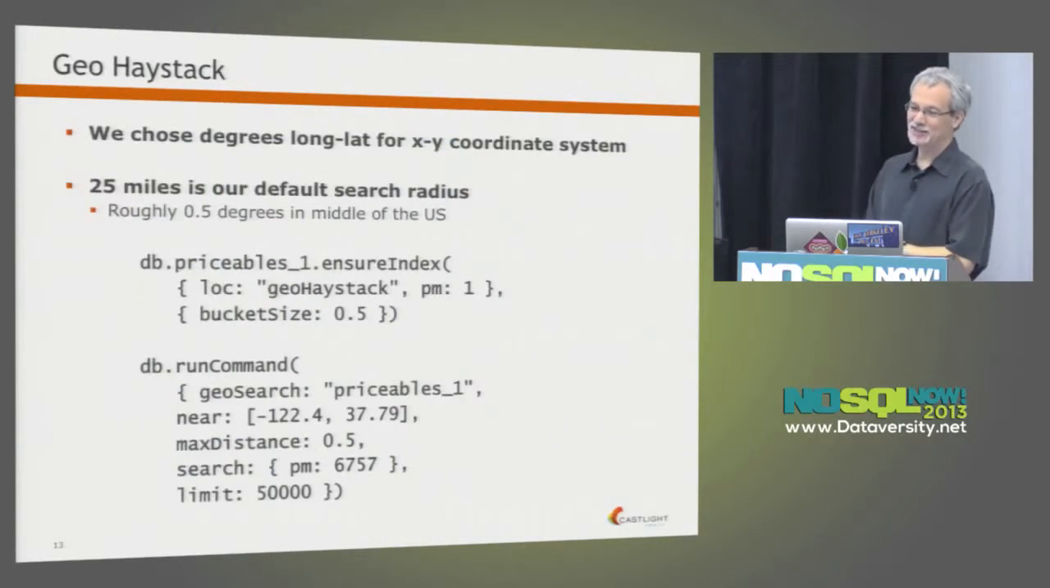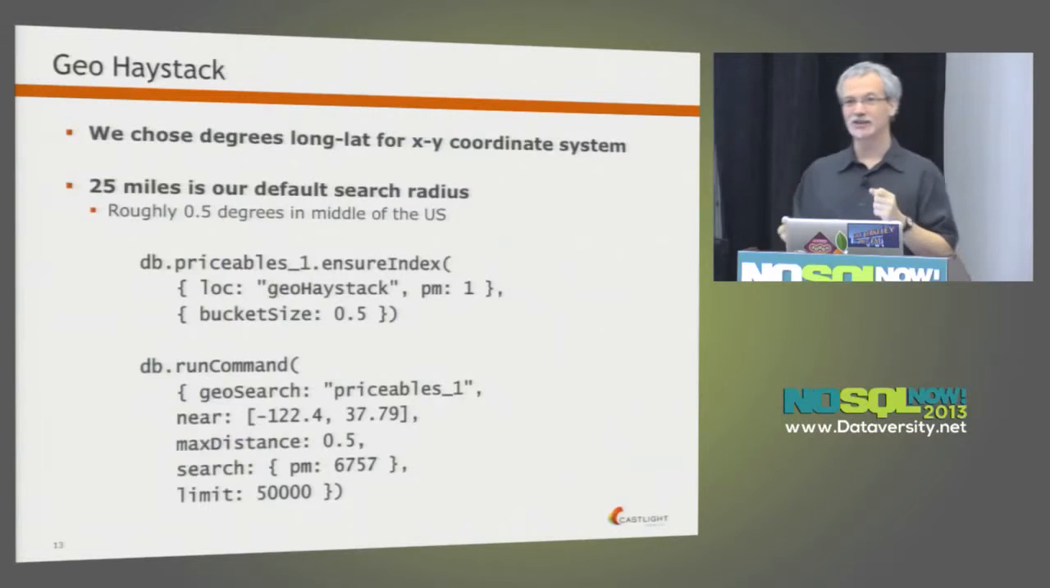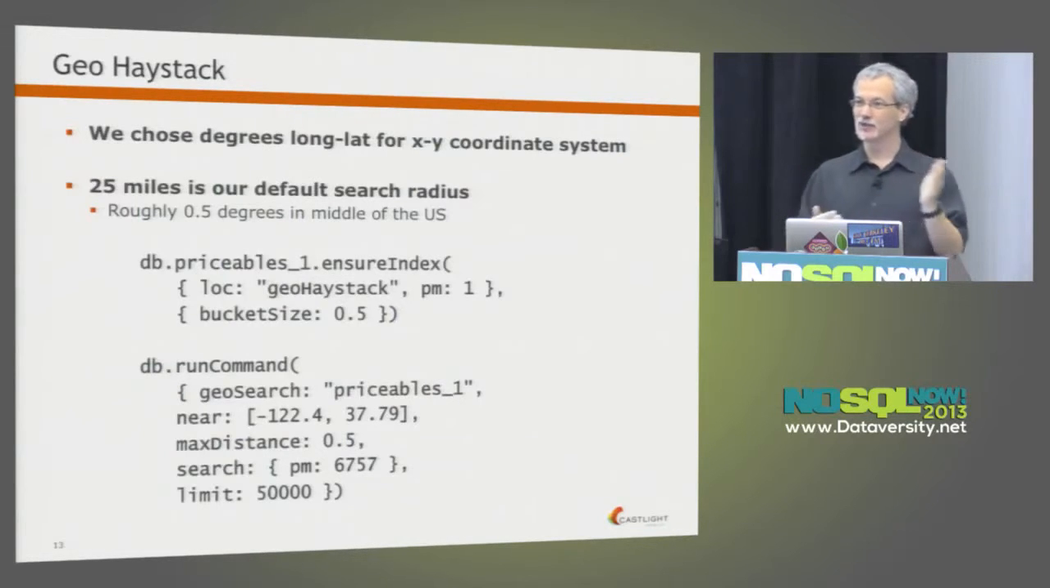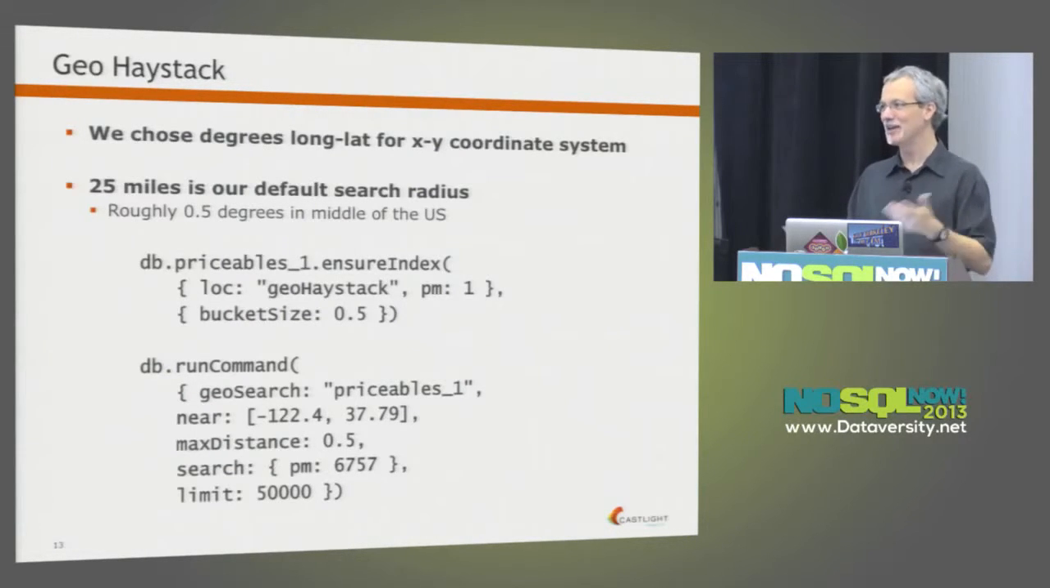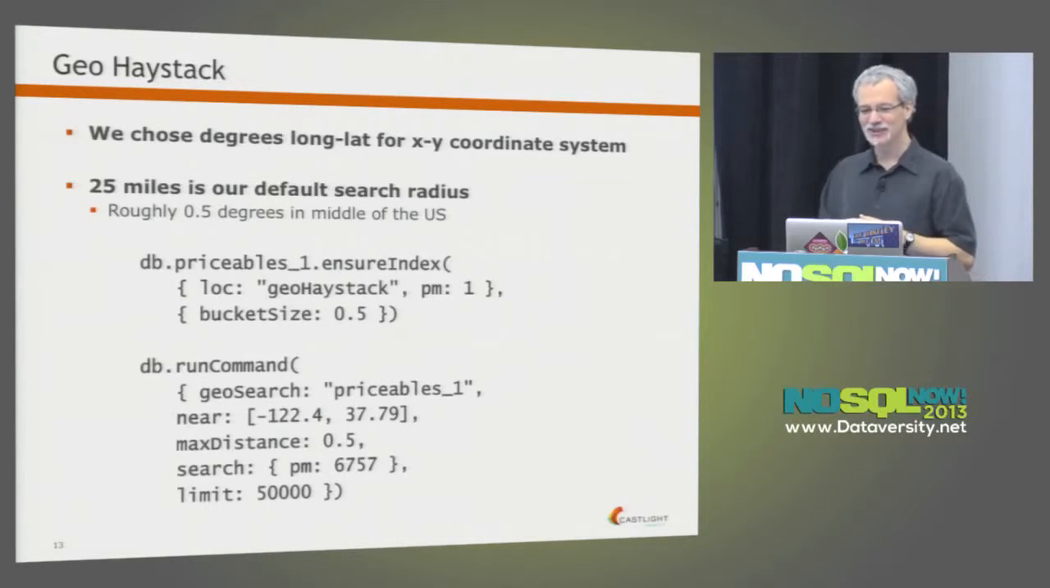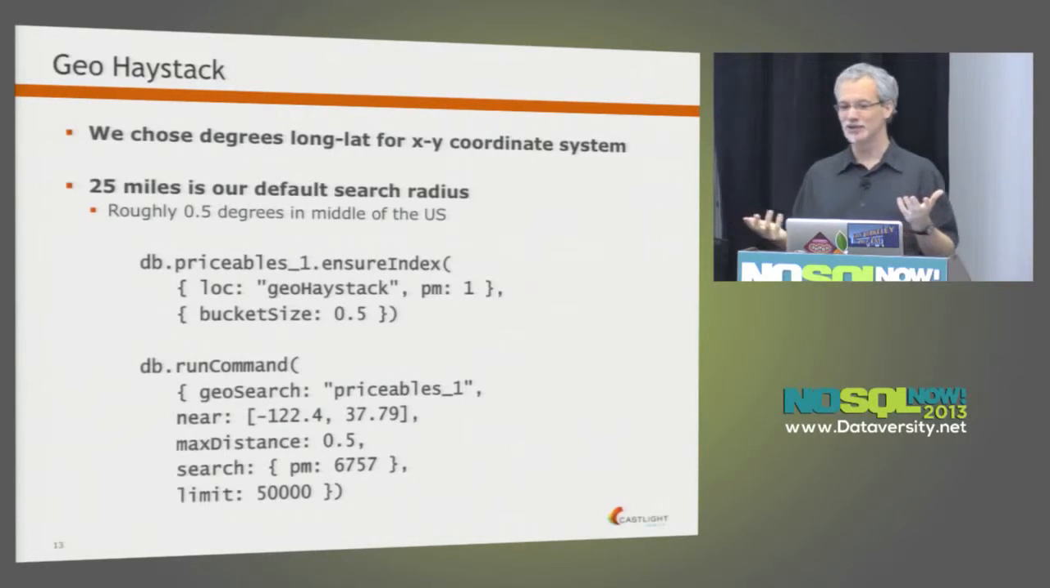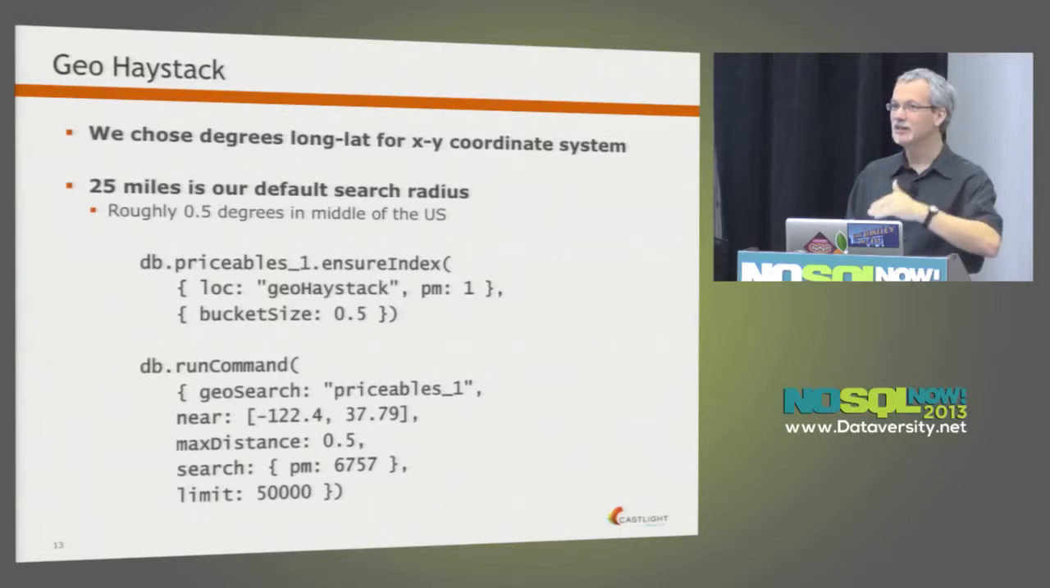So the Haystack Index, we used longitude, latitude for the XY coordinate system. You have to keep that in mind as well, because longitude is the X, and normally we always talk about latitude, longitude, but you have to reverse that. If you don't do that, you will get crazy, crazy results, and I can speak from experience. For us, our default search radius was 25 miles, and about halfway up through the US, the midpoint of the US, that's about 0.5 degrees.